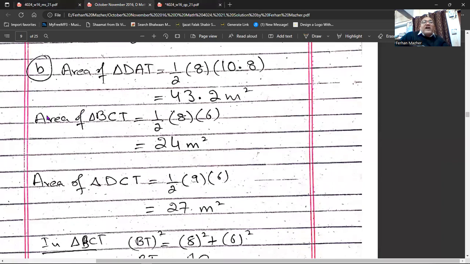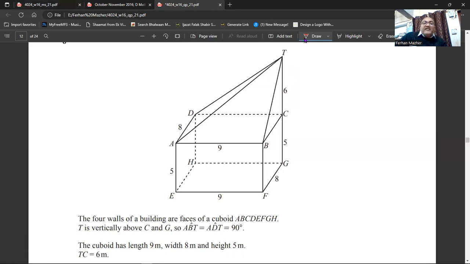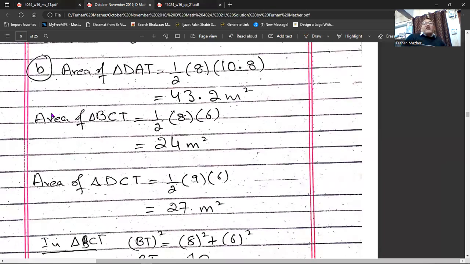So the area of the triangle ADT will be 1/2 into ADT. We just calculated this DT, that will be the perpendicular for the ADT, and the AD will be the base. So the area of the triangle DAT will be 1/2 into 8 into 10.8, and that will be 43.2 meters square. The area of the triangle BCT will be 1/2 into 8 into 6.